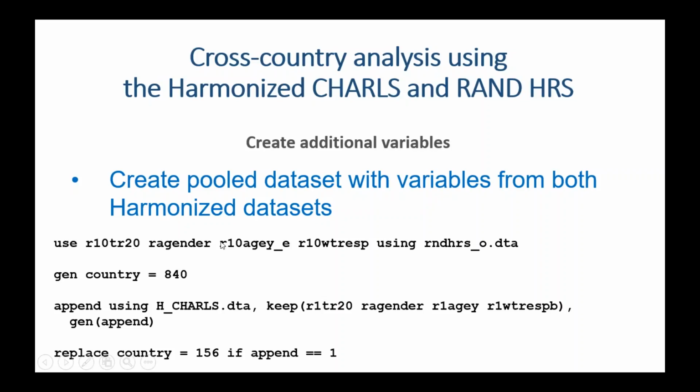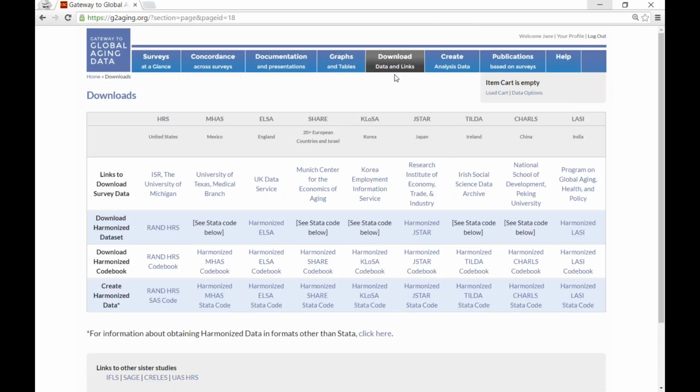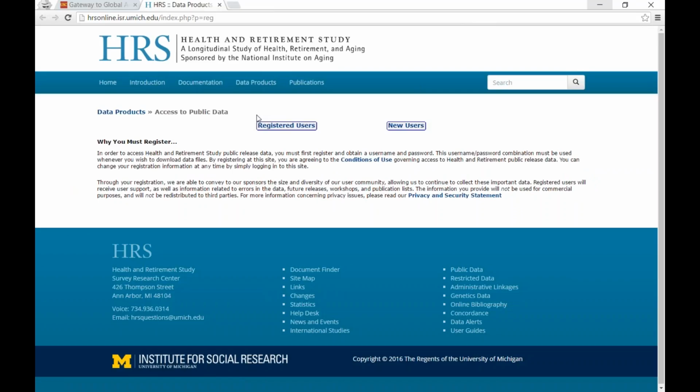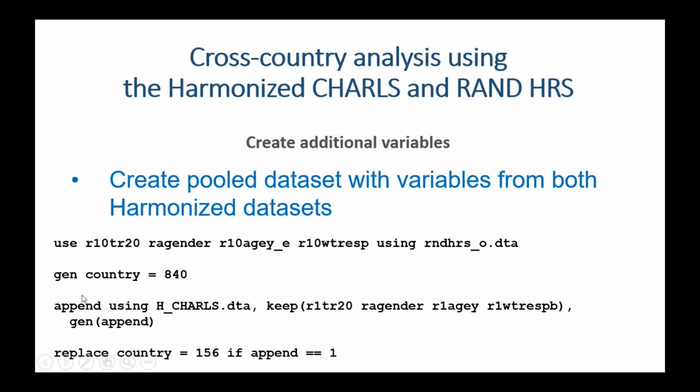So here we're going to use, and we specify the 4 variables that we're interested in from the RAND HRS. The current version is version o.dta. Again, if you don't have the RAND HRS, you could visit the Gateway to Global Aging Data, and you can download the RAND HRS dataset. This would take you to the University of Michigan site, where you can easily download the RAND HRS data. Again, you would need to register independently with the HRS data site. It's really simple, and extremely quick. I don't think there's any delay, actually, once you sign up.